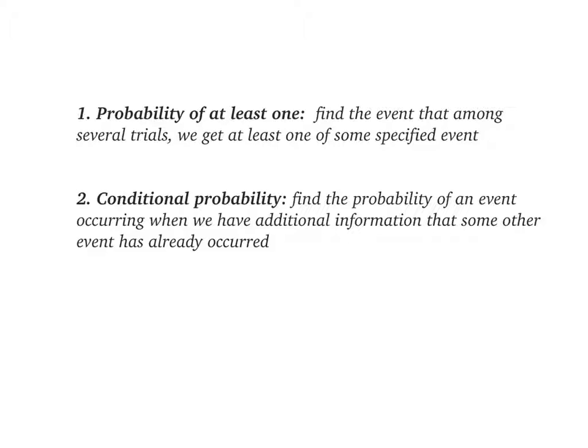The second half is conditional probability. Conditional probability is just finding the probability of an event occurring when you have additional information that some other event has already occurred. So what are the chances of something happening after a different event has already occurred? Because sometimes a previous event will change the probability of something that's about to happen.